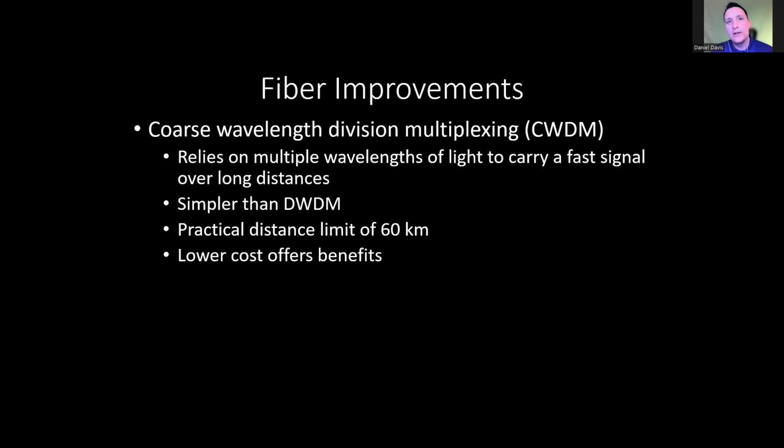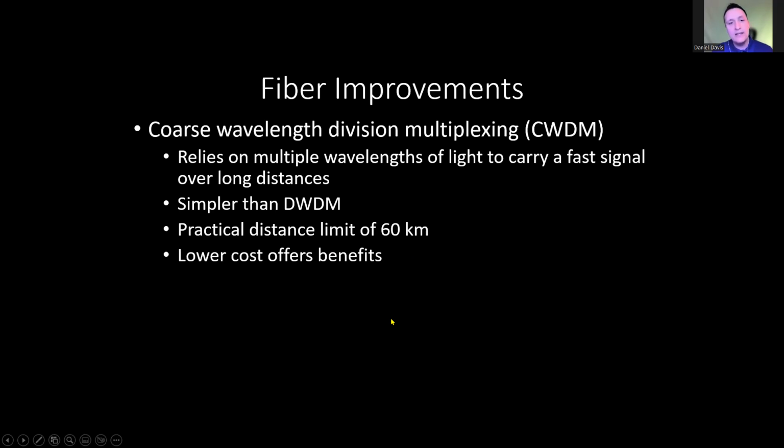We just talked about dense wavelength division multiplexing. We're going to talk about coarse wavelength division multiplexing now, CWDM. Essentially a very similar concept. You rely on multiple wavelengths of light to carry fast signals over long distance. It is simpler than DWDM. It offers lower cost as a major benefit, and the practical distance limit of this is 60 kilometers.